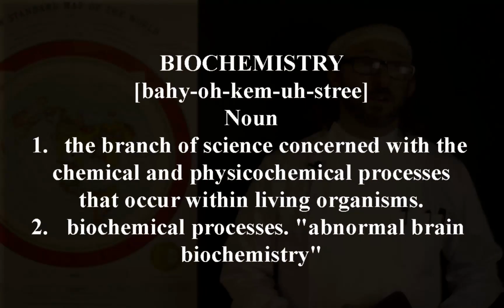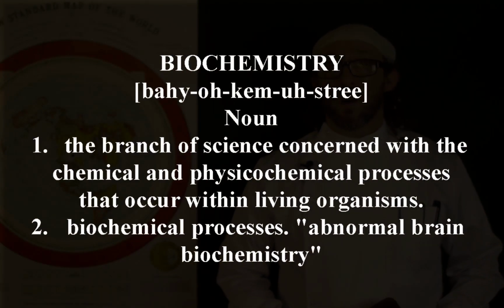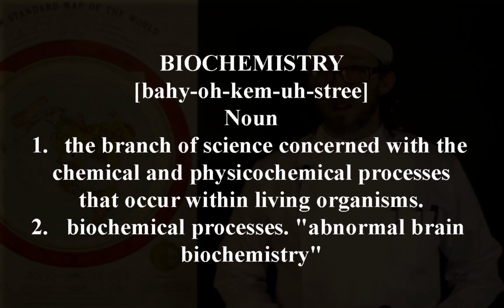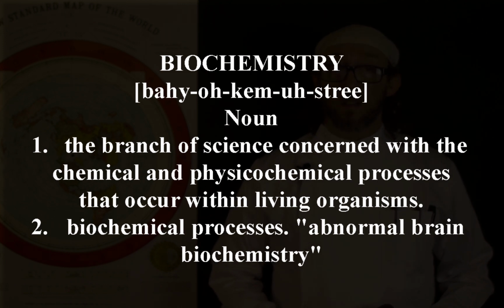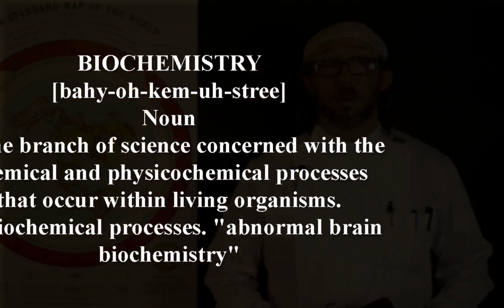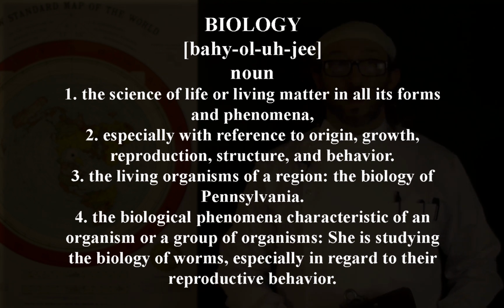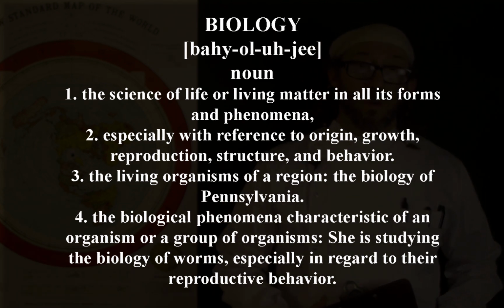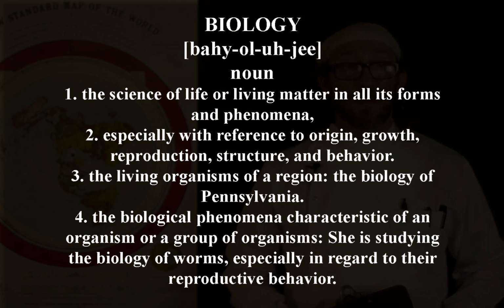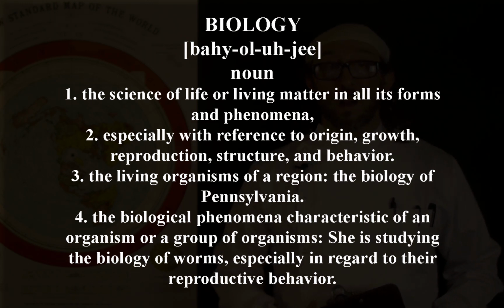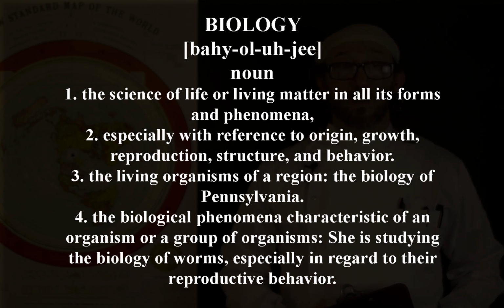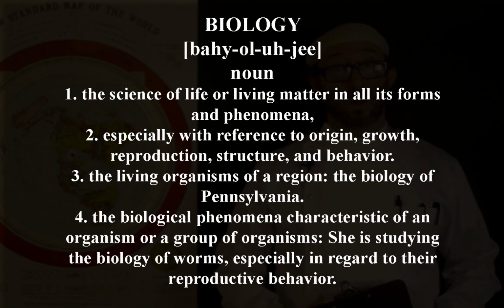Next we have biochemistry, the branch of science concerned with the chemical and physiochemical processes that occur within living organisms. Biochemical processes, abnormal brain biochemistry, for example. Then we have biology, the science of life or living matter in all its forms and phenomenon, especially with reference to origin, growth, reproduction, structure, and behavior. 3. The living organisms of a region. 4. The biological phenomenon characteristic of an organism or a group of organisms.